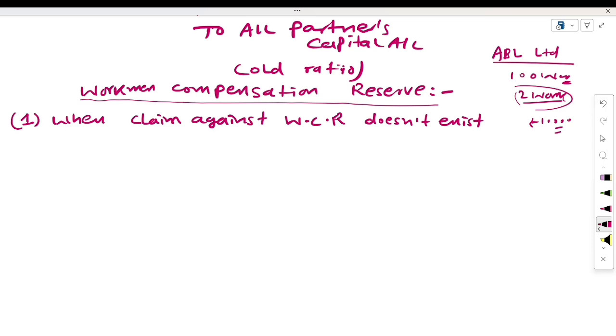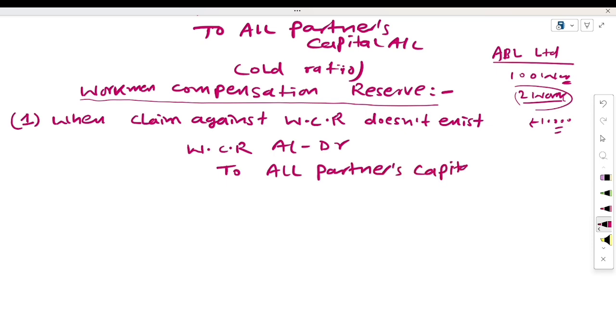In this situation, the reserve will be distributed among the partners as it is. Workmen compensation reserve account debit to all partners' capital or current account, in which profit sharing ratio? In old ratio. Remember this. All these reserves will be distributed in the old ratio, not the new profit sharing ratio.